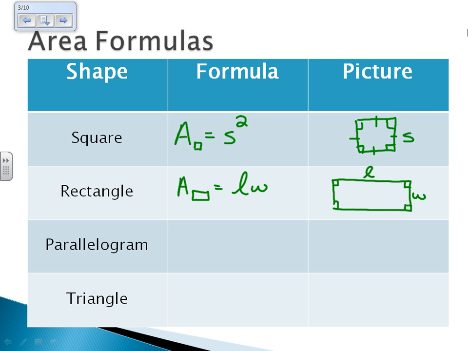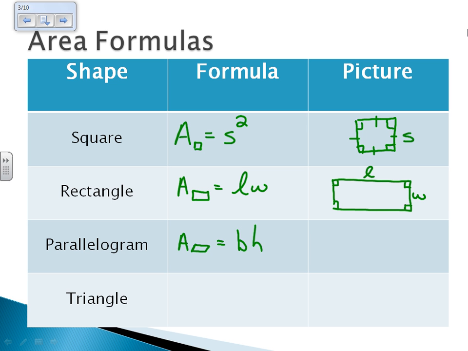You may not have seen a parallelogram yet. The area of a parallelogram, am I going too fast? The area of the parallelogram is very similar to the area of the rectangle, and I'll show you why in a second. But it's called two different things. It's called the base and the height. The base times the height. Okay? And this one might be a bit confusing.